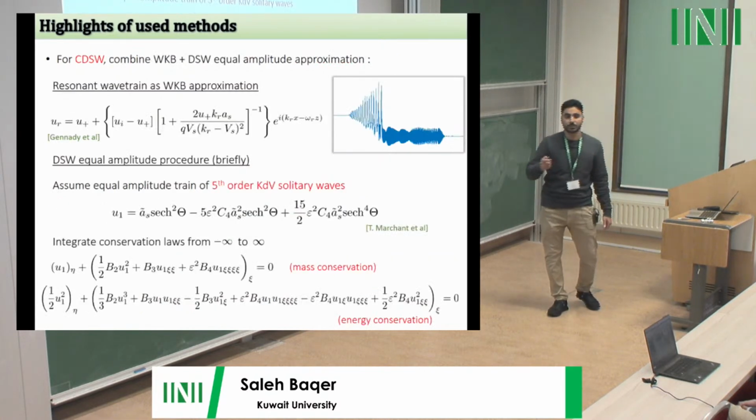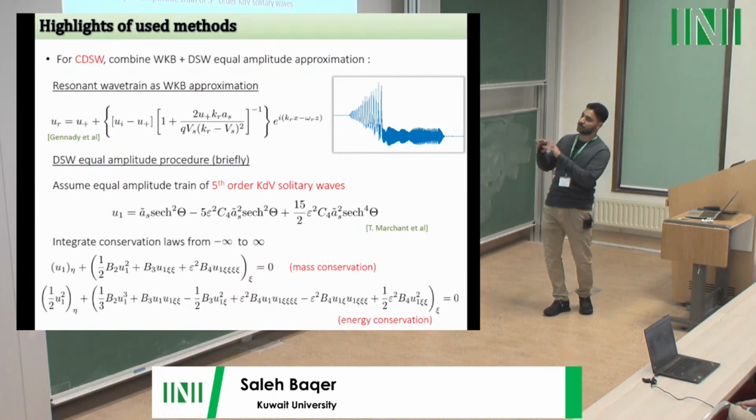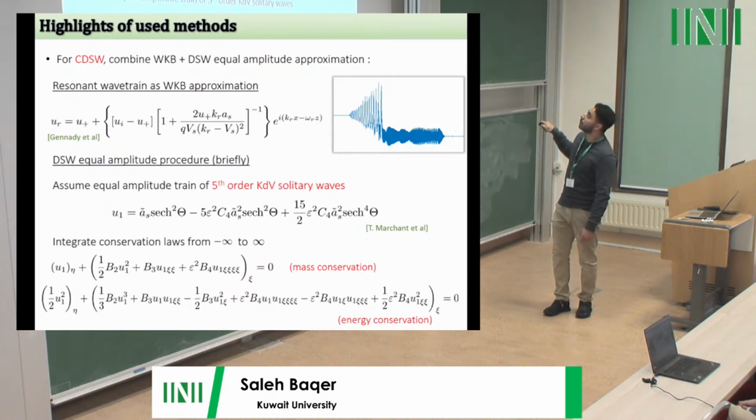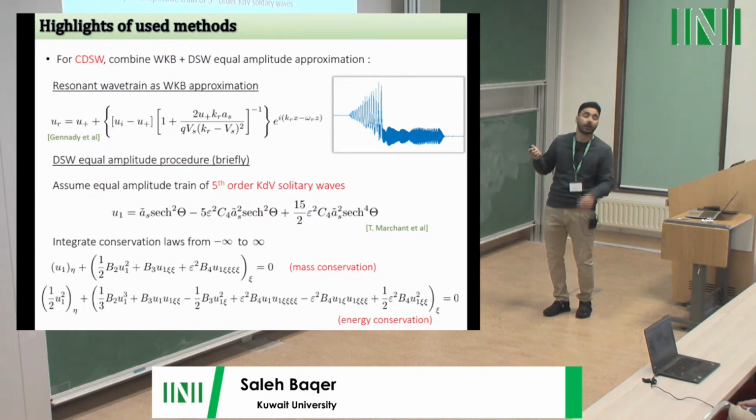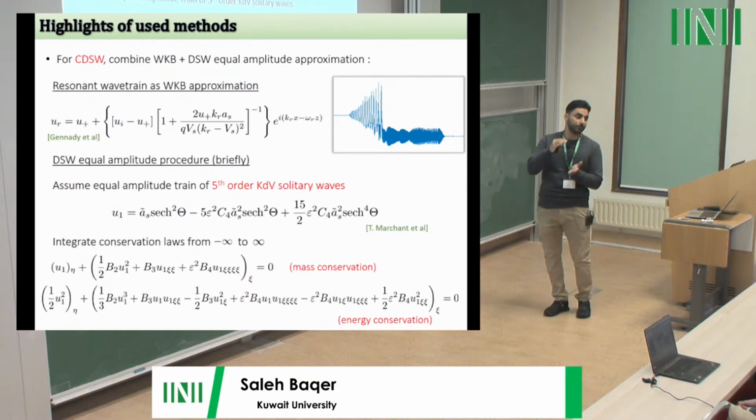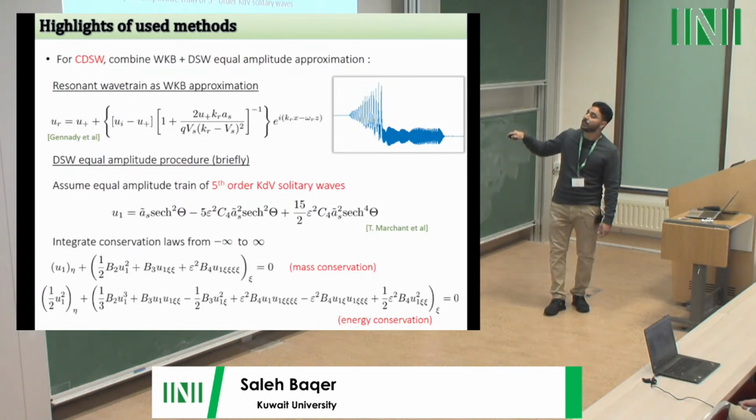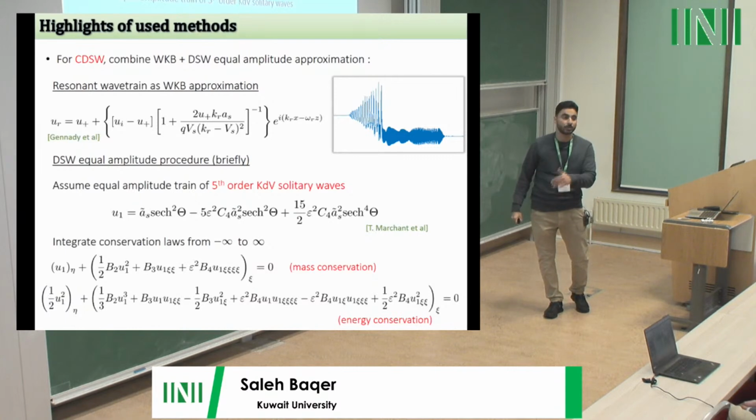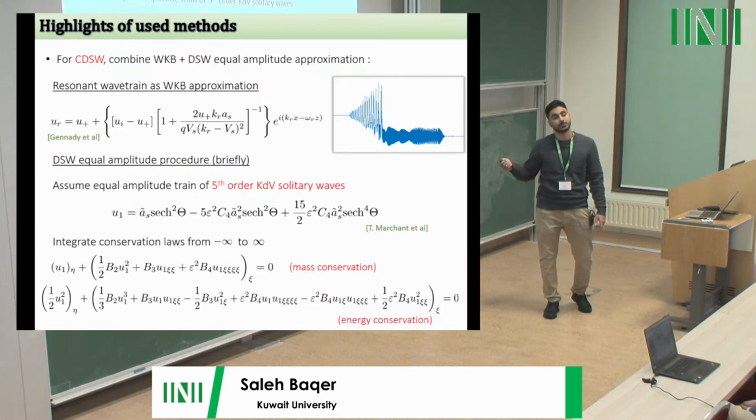Okay, for the crossover dispersive shockwave, everything here is unstable, so you just do an approximation. The resonant radiation on average, you approximate by a linear high frequency wave. So the WKB approximation, which was actually derived by Gennady. And the dispersive shockwave is again unstable, so what you can do is treat it on average as a train of equal amplitude solitary waves. So what you do then is derive two conservation laws, mass and energy conservation laws, and then you integrate over the crossover dispersive shockwave structure from minus infinity to infinity.